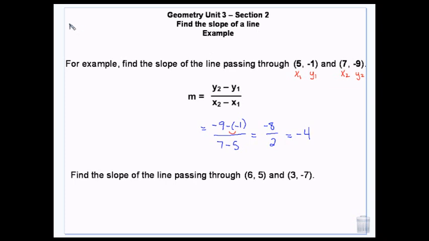Now, I should probably go over this. With a positive slope, the line moves up as you move in the direction you'd read, from left to right. If your slope is negative, your line moves down. So this line would be moving down. Also, the larger the number, the steeper the slope.